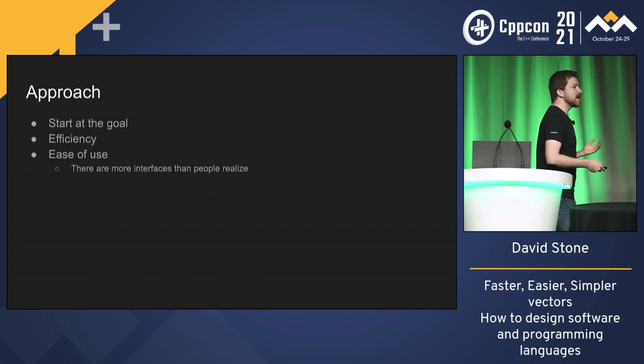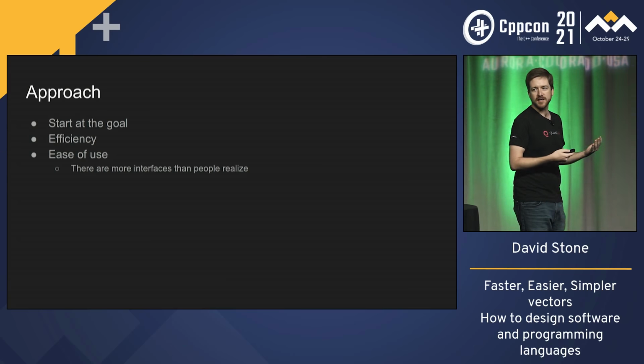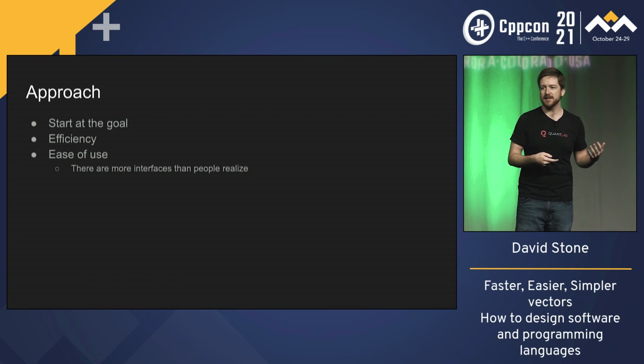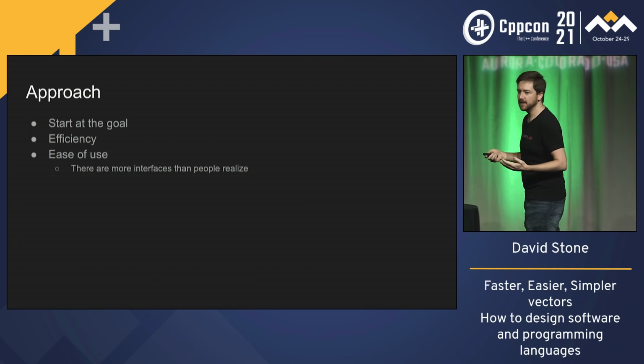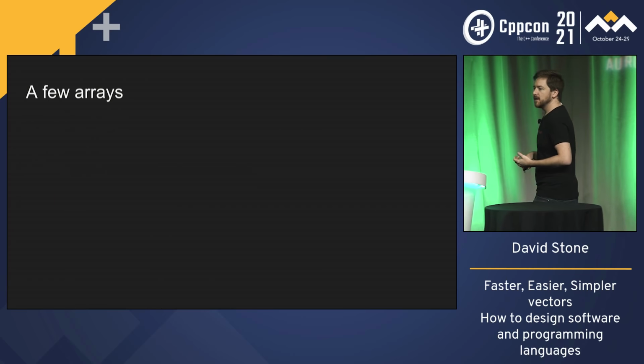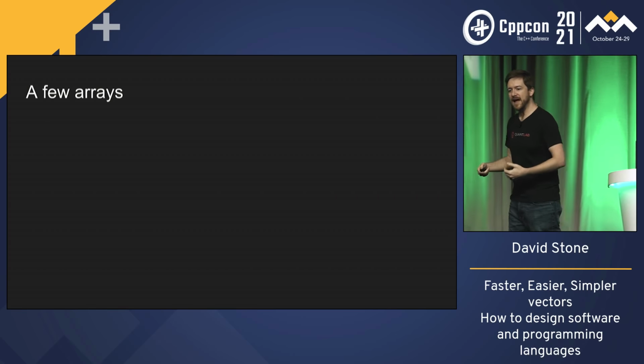Importantly, there are more interfaces than people realize. An interface is more than just a function signature. An interface is, what is the behavior? What are your preconditions? What is the time complexity? So I want to go a little specific, kind of ground this in reality a bit.